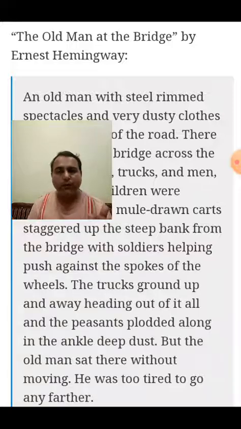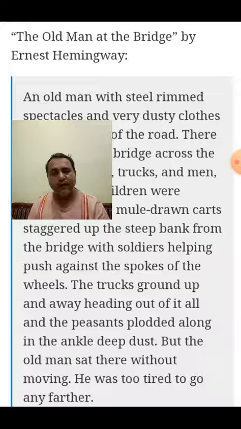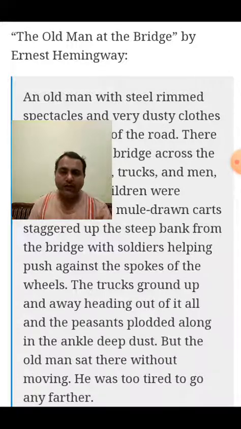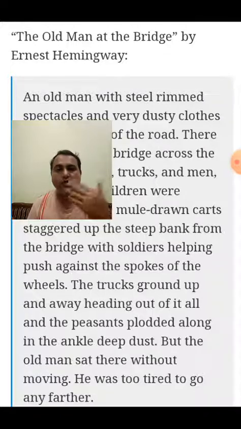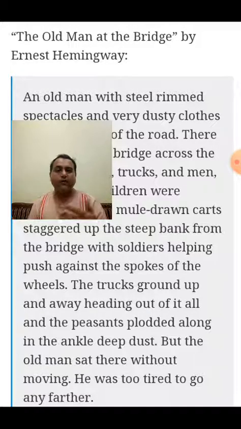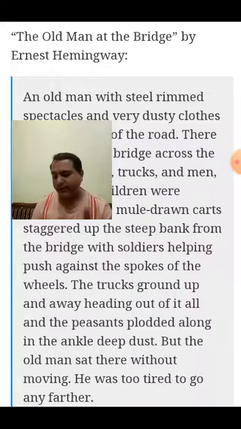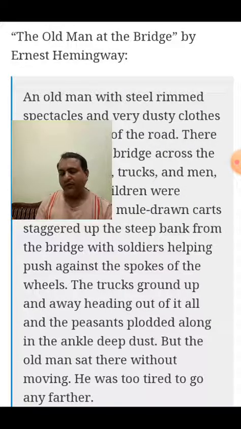So there on the Pontoon Bridge, this old man is sitting and the conversation is going on between the old man and the narrator. And who is the narrator? The narrator is an army scout, or we can say he is a soldier. He is a war correspondent. Okay, war is going to take place. Which war? It is given, the Spanish Civil War.